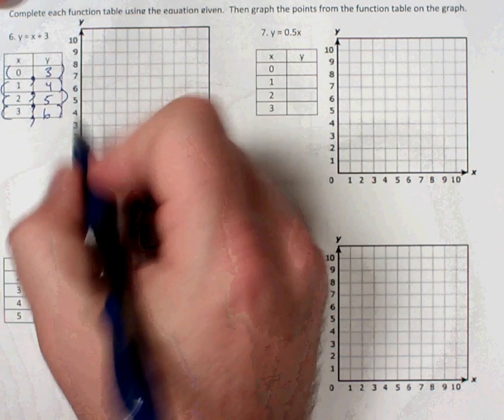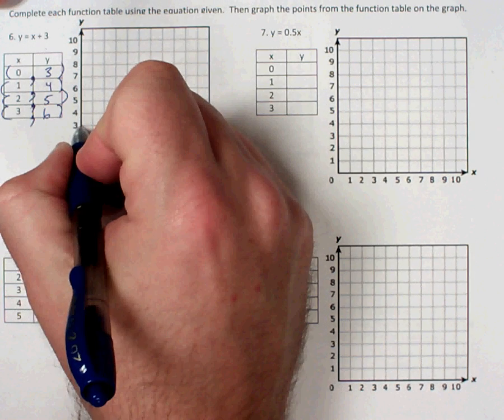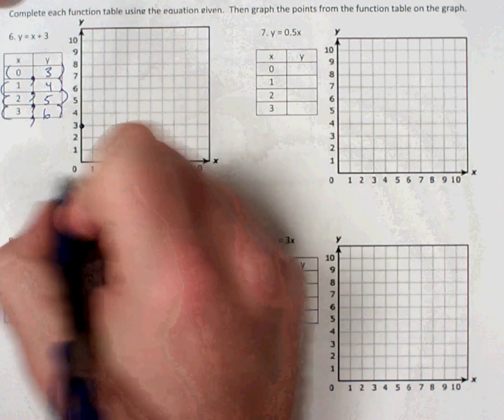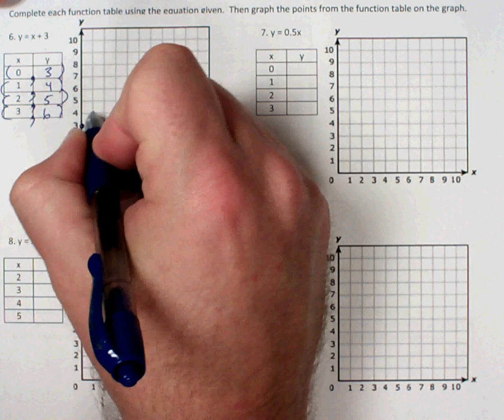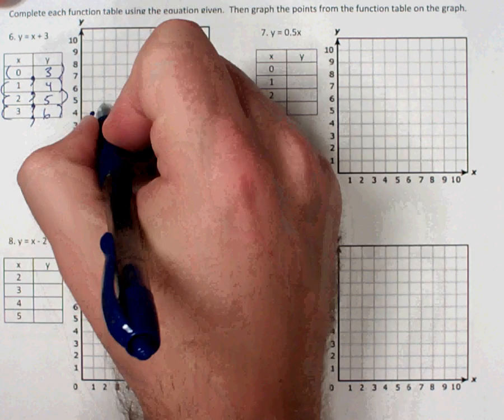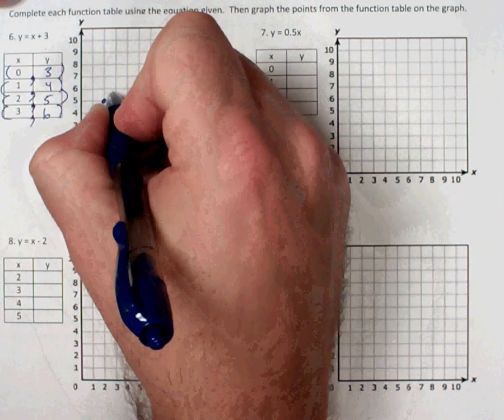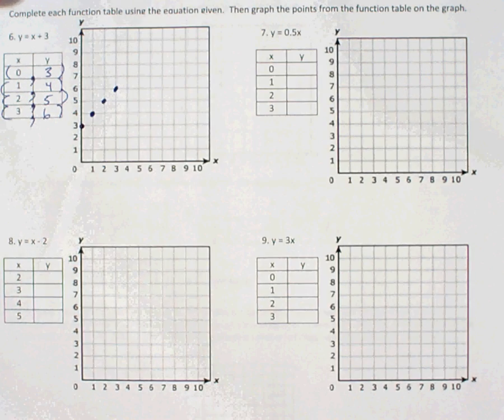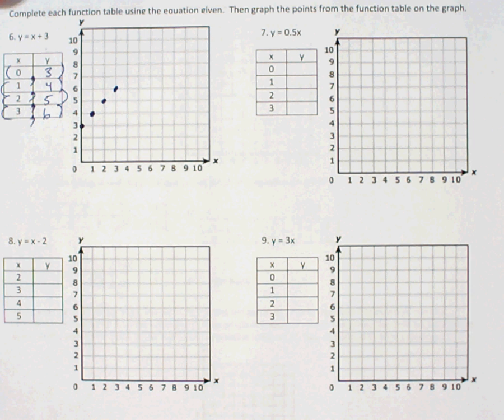All right, so my x is first, so x is 0, y is 3. That point will go right here. X is 1, y is 4. X is 2, y is 5. X is 3, y is 6. And so those are my points.